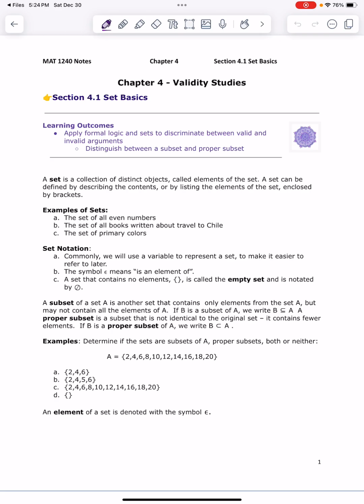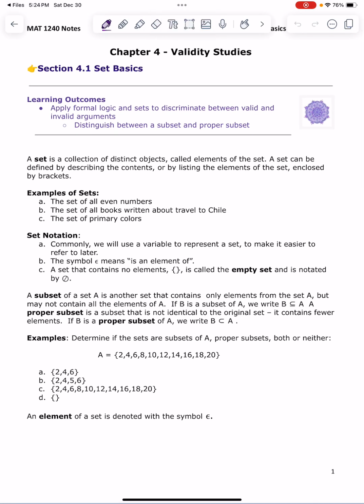So a set is a collection of distinct objects called elements of the set. A set can be defined by describing the contents or by listing elements of the set enclosed by brackets. So some examples of sets are the set of all even numbers, the set of all books written about travel to Chile, the set of primary colors. That's just a very small set of examples. There are infinitely many sets that you can come up with. Maybe you're even thinking of some on your own.